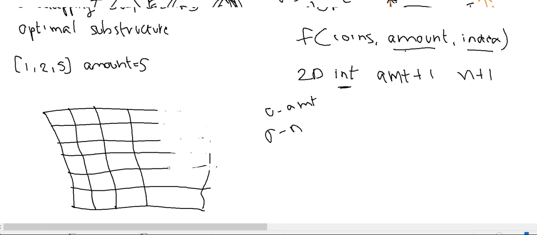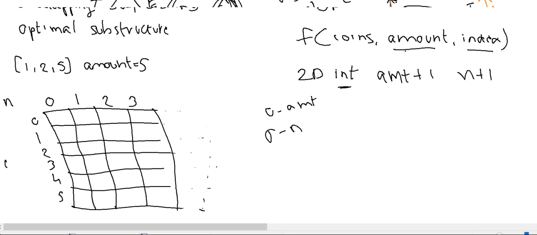I just need a small table. So this is our index: 0, 1, 2, 3. This is our amount: 0, 1, 2, 3, 4, 5.